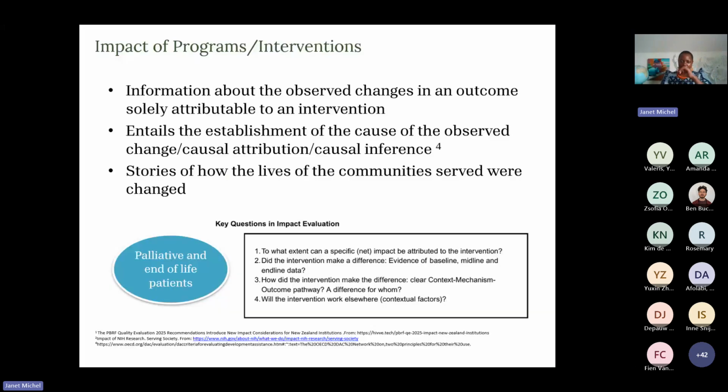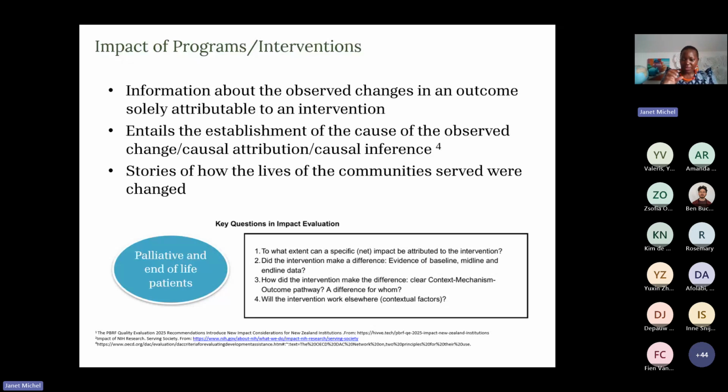So when we talk about impacting interventions, what is it that we're talking about? We are saying that the observed change in the outcome is solely attributable to that intervention. So there's causal inference. And when we're talking about interventions, we ask 4 questions. First, to what extent can the impact be attributed to this intervention? And did this intervention make a difference?